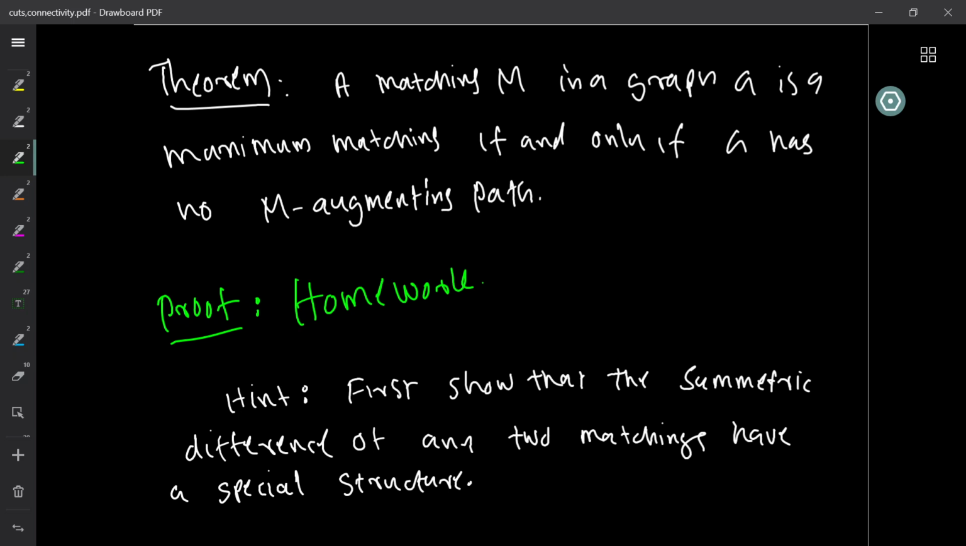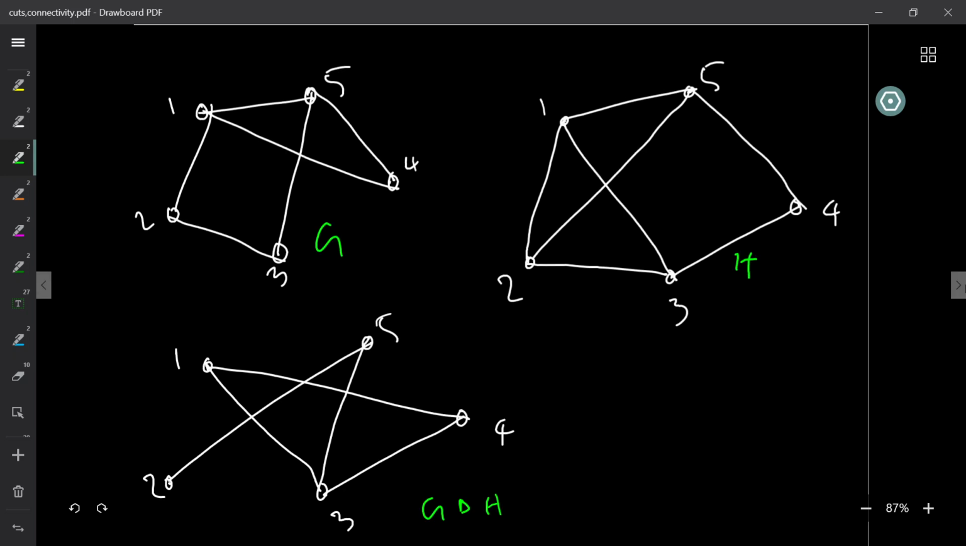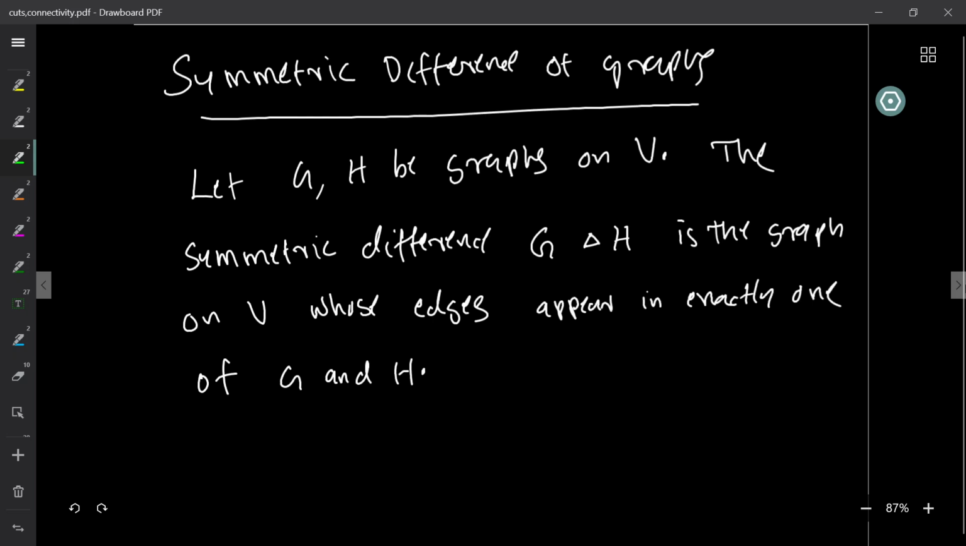If a vertex has all its edges in both matchings, then in the symmetric difference, will this vertex be a single vertex without any edges? Or will we not have the vertex? Yes, the vertex will be there. We have already defined it clearly here: the symmetric difference is on the vertex set V. So this says that the vertex set is the same.